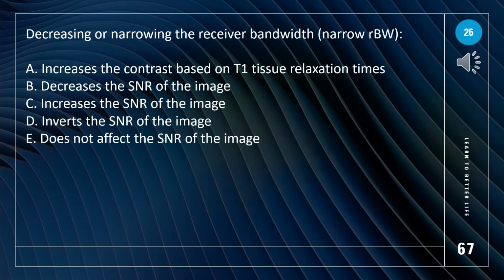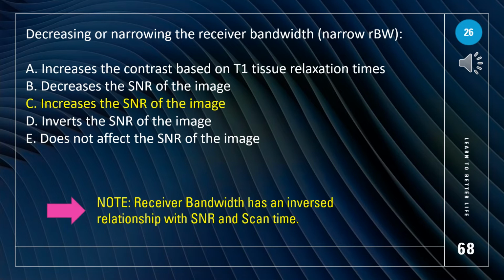Decreasing or narrowing the receiver bandwidth, A. Increases the contrast based on T1 tissue relaxation times. B. Decreases the SNR of the image. C. Increases the SNR of the image. D. Inverts the SNR of the image. E. Does not affect the SNR of the image. C. Increases the SNR of the image. Receiver bandwidth has an inverse relationship with SNR and scan time.